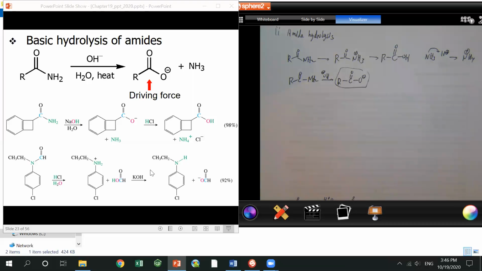So in the future, if you want to make an acid, just do the ester hydrolysis. That's a much better and also more efficient way.